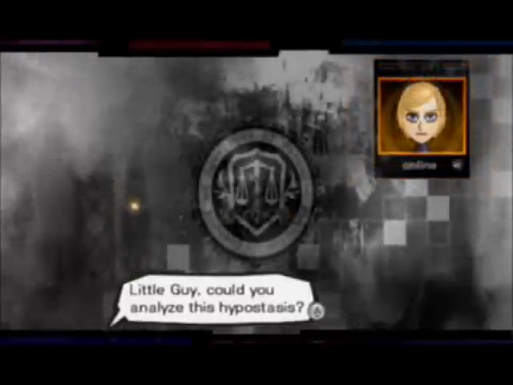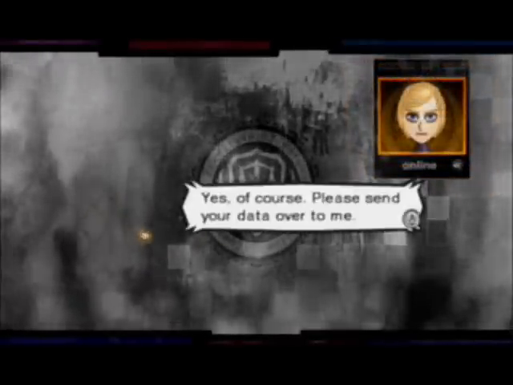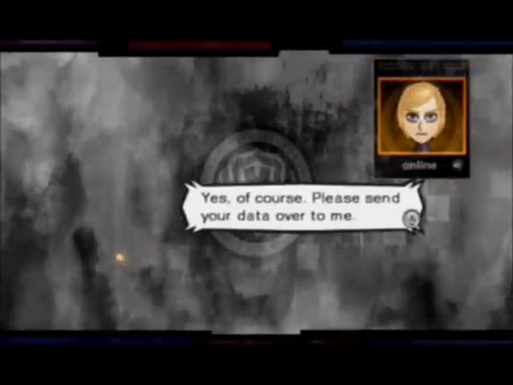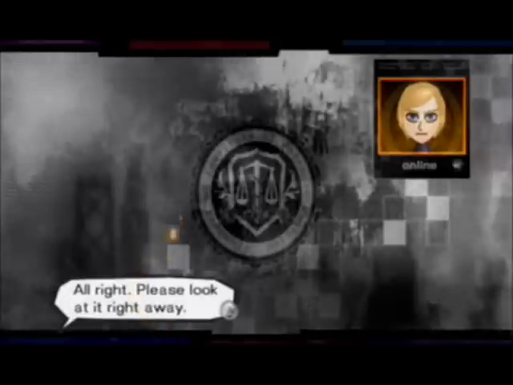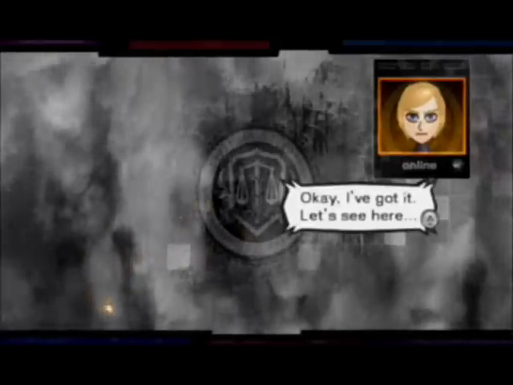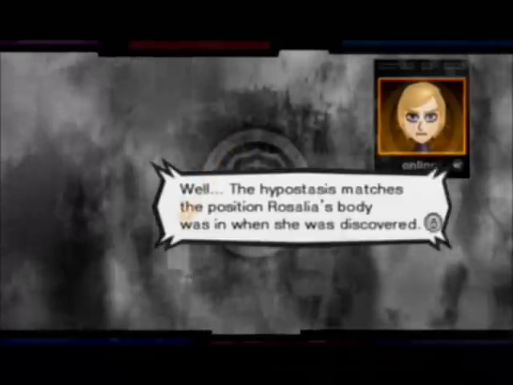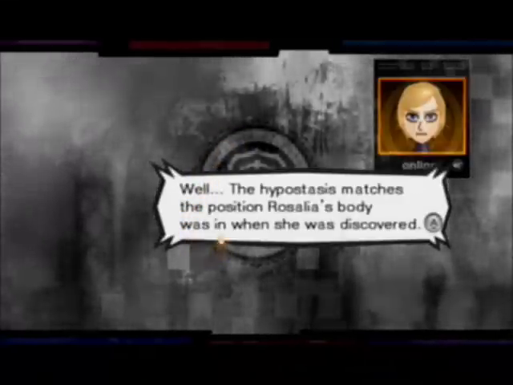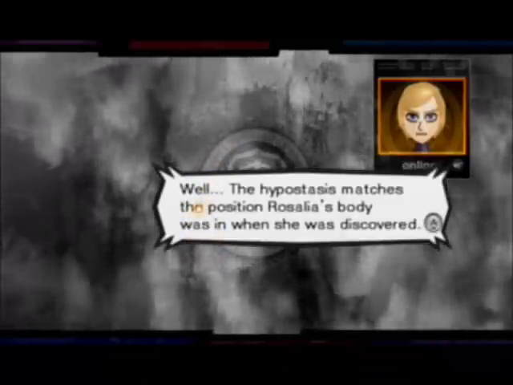Little Guy, could you analyze this hypostasis? Yes, of course. Please send your data over to me. All right, please look at it right away. Okay, I've got it. Let's see here. Well, the hypostasis matches the position Rosalia's body was in when she was discovered.